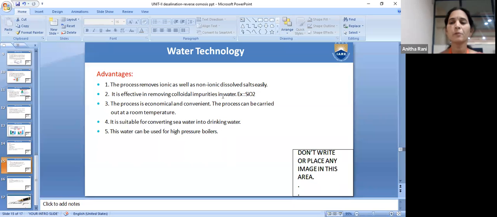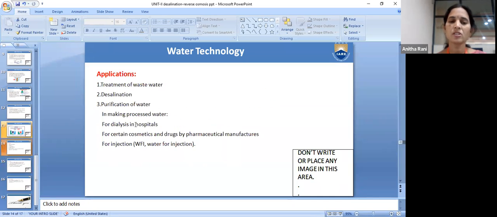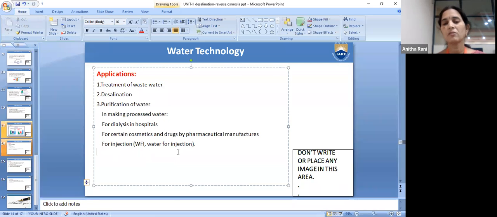This is a very simple process, and we can purify the water and get drinking water. So in industries we can use it, and for domestic purposes we can use it. For hospitals also we are using it: for dialysis in hospitals and pharmaceutical industries, drugs, cosmetics, injections, everything we are preparing with RO water. Okay, this is about the reverse osmosis process.